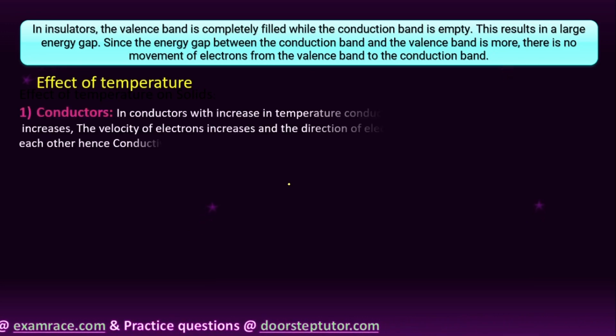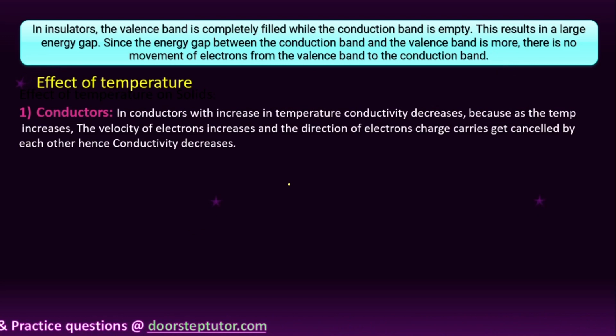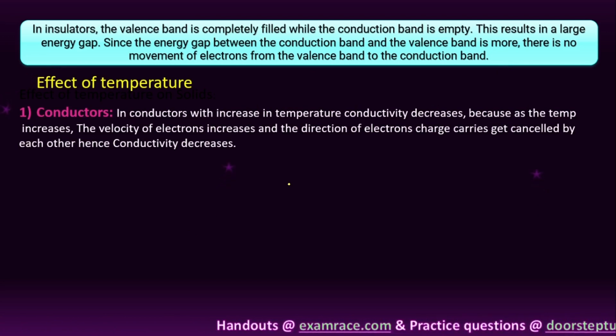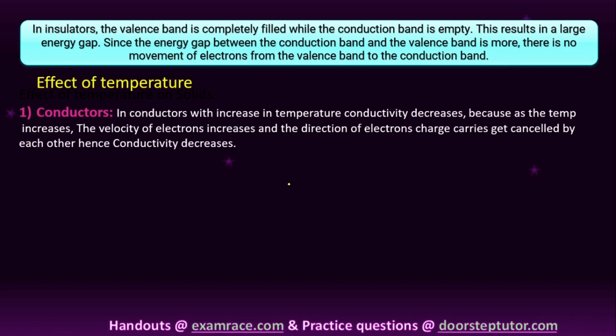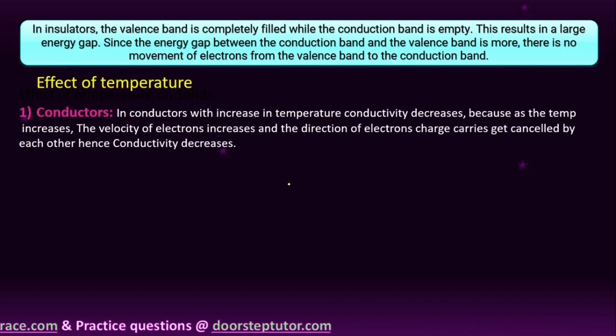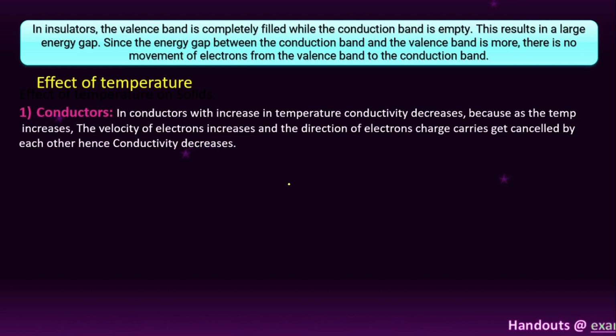Effect of temperature. In conductors, with an increase in temperature, the conductivity decreases, because as the temperature increases, the velocity of electrons increases and the directions of the electron charge carriers get cancelled by each other, hence the conductivity decreases. When the electrons are moving randomly, the charge is cancelled by each other, therefore the conductivity decreases in conductors.